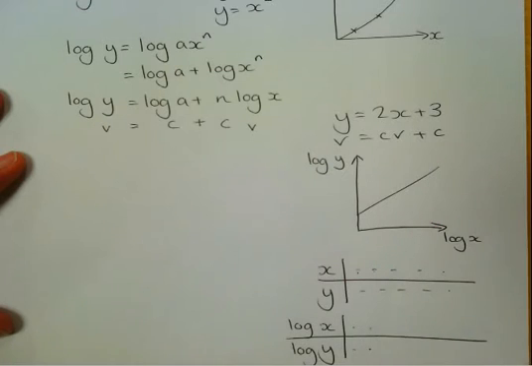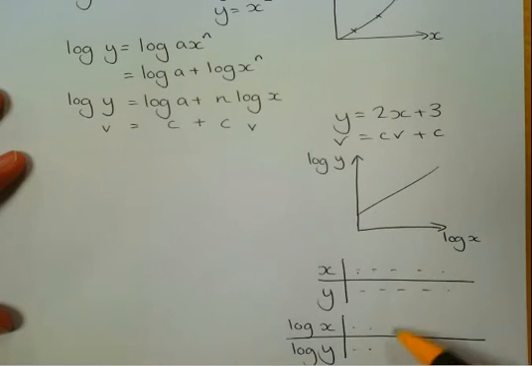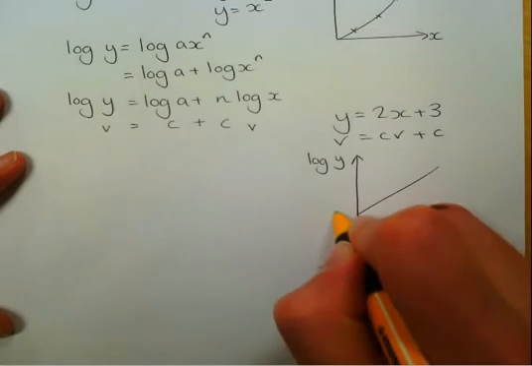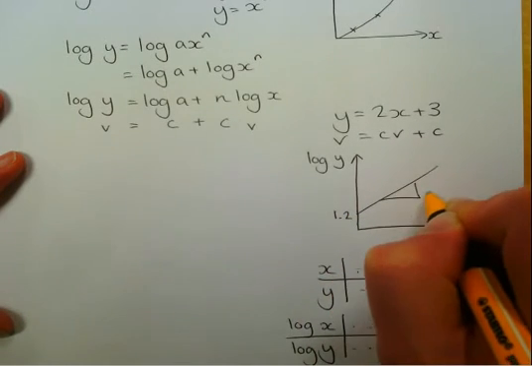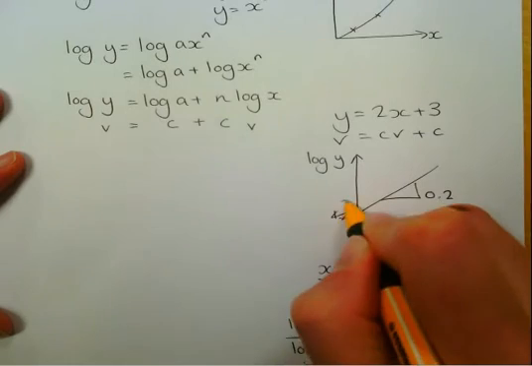So I'm just going to make up some numbers here. The reason I'm making them up is because I don't actually have these figures. There are plenty of questions in your book where you actually have a table of values, you can actually work these out and draw them. So let's go 1.2 and 0.2, something like that. In fact, let's make it a bit easier. Let's make that whole number 3.